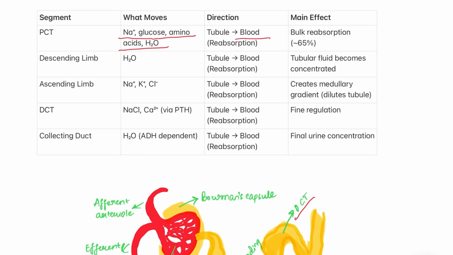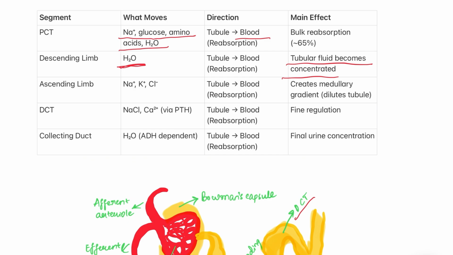So next is the descending limb. Here the water reabsorption is majorly taking place. From the tubule into the blood there is a water reabsorption, so there is a concentration of the tubular fluid. If water is gone, the solutes will be remaining in the tubule. That's why there will be a concentrated tubular fluid.